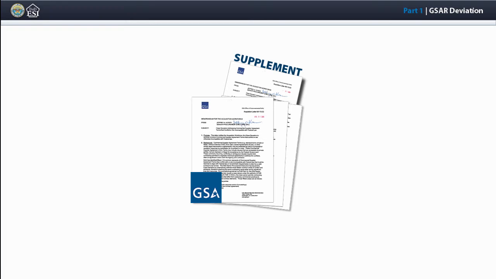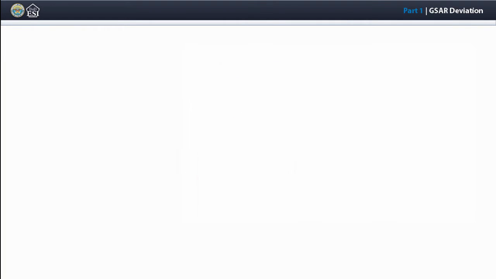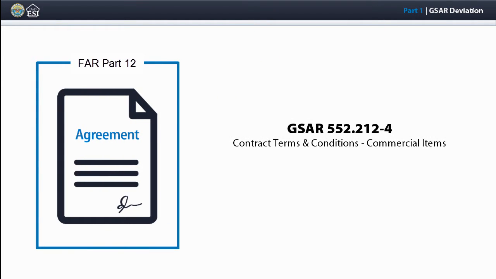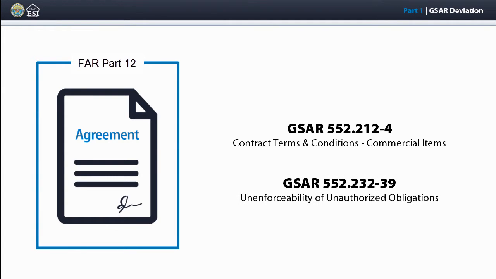The deviation instructs contracting officers to take specific administrative actions depending on how their contracts were awarded. If their contracts were executed under FAR Part 12 procedures, GSA contracting officers must incorporate the following clauses into the contracts. GSAR 552.212-4 Contract Terms and Conditions, Commercial Items, and GSAR 552.232-39 Unenforceability of Unauthorized Obligations.